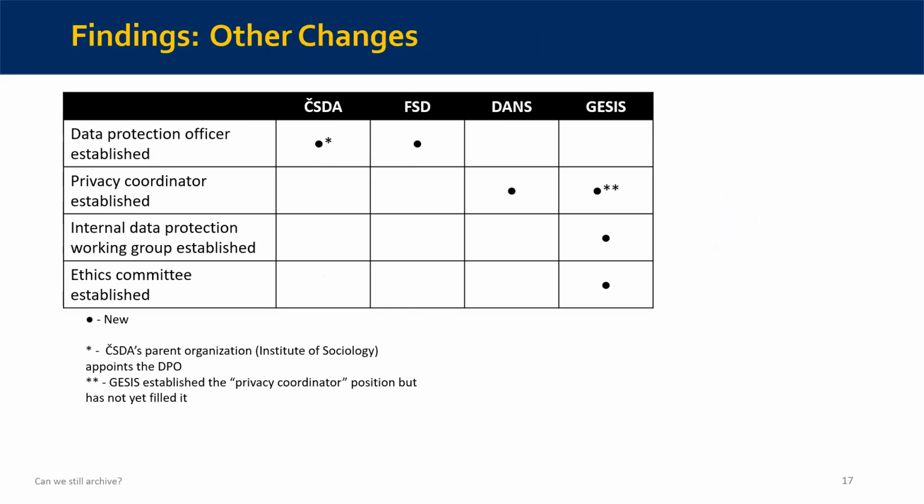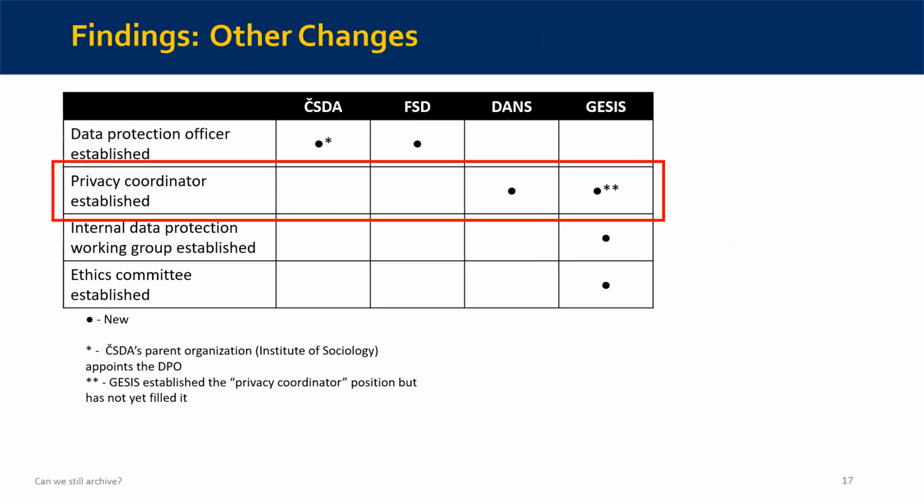Now, in addition to those policy and practice changes that align well with my model, there were several other changes that focused more on managing data protection at the archives, specifically at FSD and the Czech archive. They established the data protection officer role. FSD did already have somebody informally in this position, and it was just a matter of formalizing it. DONS and GASIS already had data protection officers that they could consult. So what they did instead was establish a privacy coordinator role specifically to support data protection at specific levels. At DONS, this role was actually mandated by the parent organization, and it was there to support the data protection of administrative data, while at GASIS, this role will be to support the research data side.